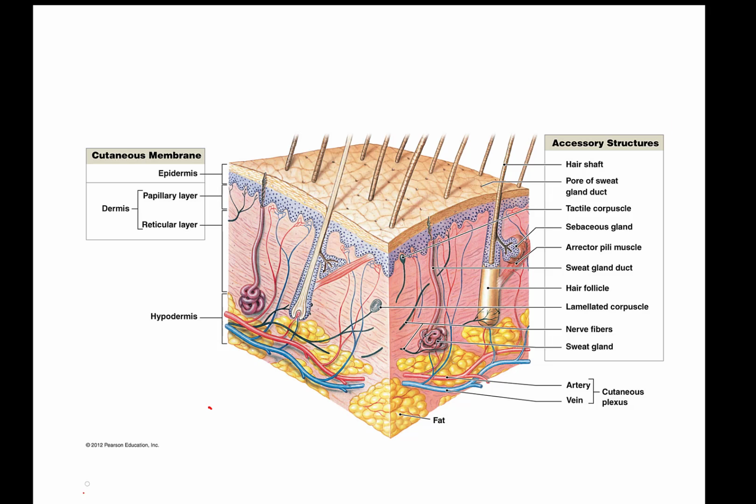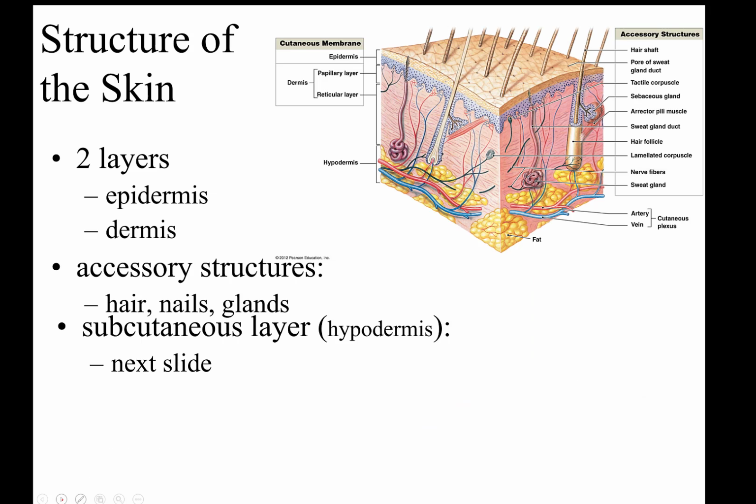I just want to move to the next slide. There we go. Okay. So the structure of the skin, as I mentioned, has two layers, epidermis and dermis. And then we have a variety of what we call accessory structures. And the accessory structures are epidermal derivatives. That just means that they are embryonically derived from the epidermis. So they're not a whole separate thing. They're just a special shape or adaptation of the epidermis.